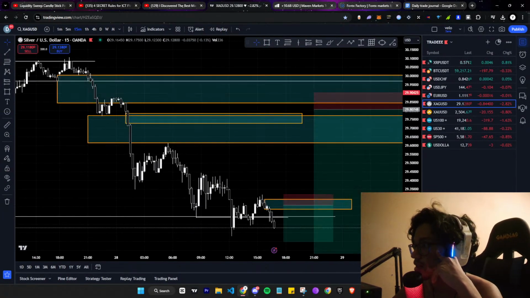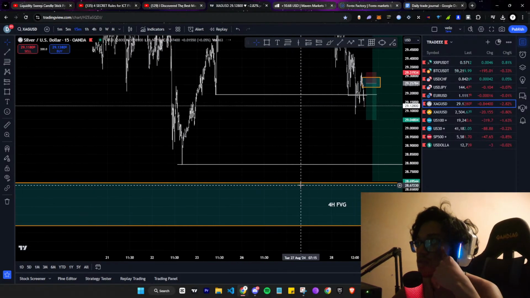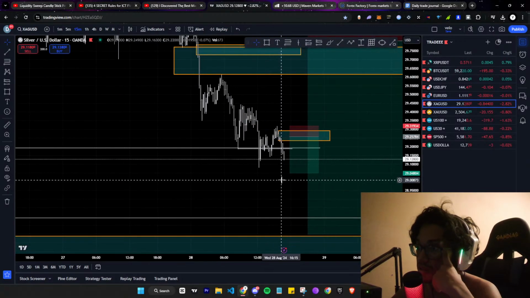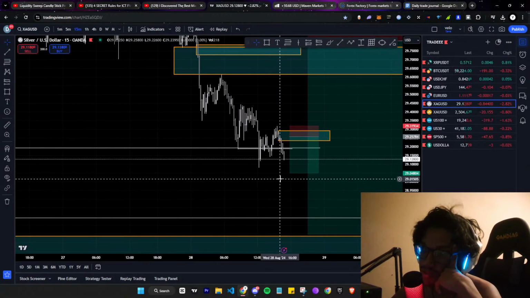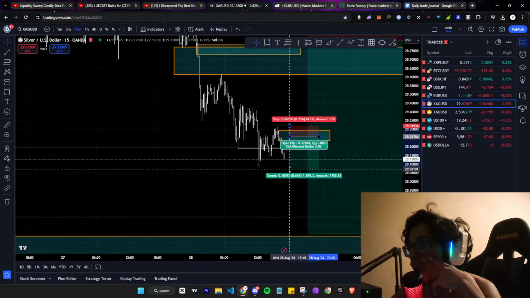So you can see that, okay, market's open here. So you can see that this has a fair value gap at the very lows. So taking it from here is a pretty risky trade, but I'm gonna take it.